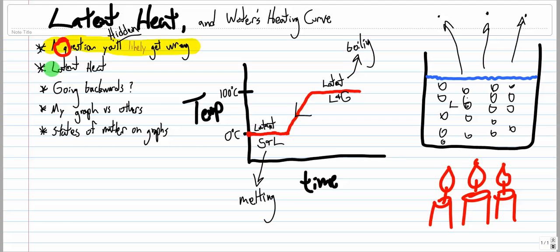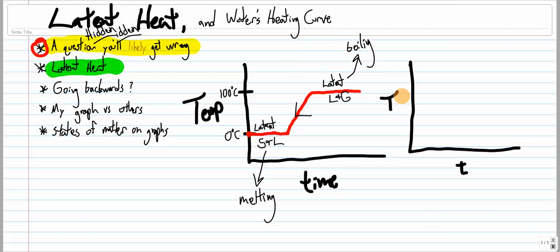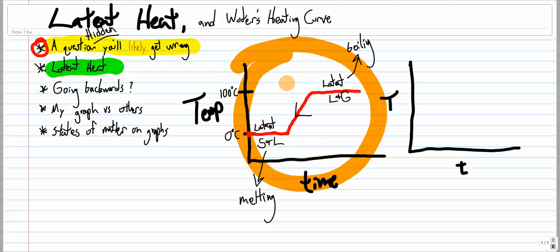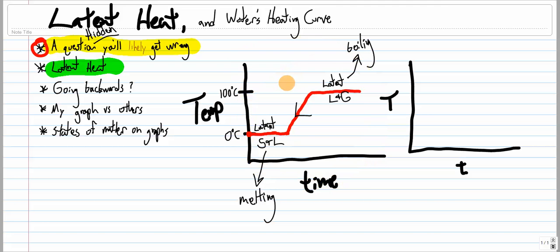What I want to do next is talk about this graph going backwards. So I'm going to clear this space out over here, and I'm going to draw a new graph. And I want to think about this one, this graph right here. This was all about adding heat. We were taking our sample and we were putting heat in.